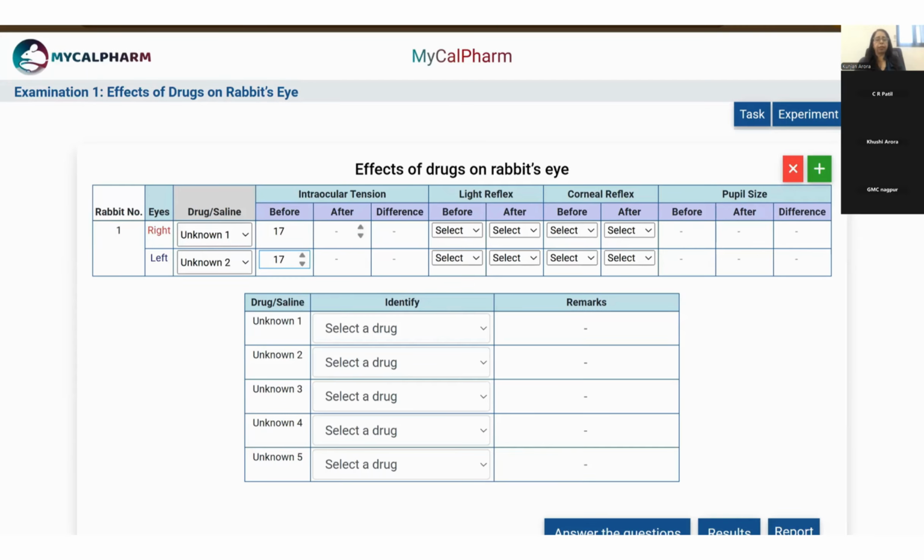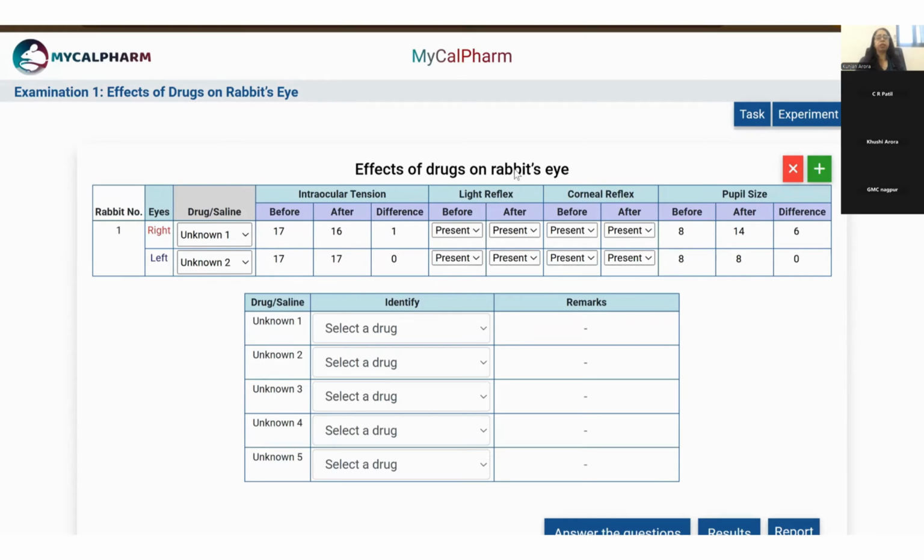Before, the intraocular tension was 17. In the right eye, now it is 16. The difference will be measured here. In the light reflex, both before and after, light reflex was the same, it was present. Corneal effect was also the same before and after. Pupil size before was 8 mm, and after in the right eye we have measured it as 14, and here again it is 8. Whatever the difference is, we will just write it.